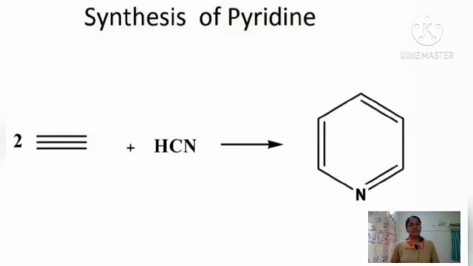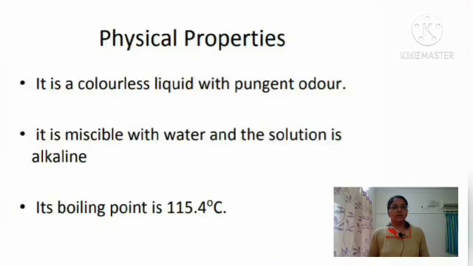Next, I am discussing the synthesis of pyridine from acetylene. When acetylene is mixed with hydrogen cyanide and then passed through a red hot tube, we get pyridine as the product. Coming to the physical properties of pyridine, pyridine is a colorless liquid and it does not have a favorable smell, that is, it has a pungent odor, and its boiling point is 115.4 degrees Celsius. It is soluble in water, and when it is miscible in water, the solution becomes basic in nature.